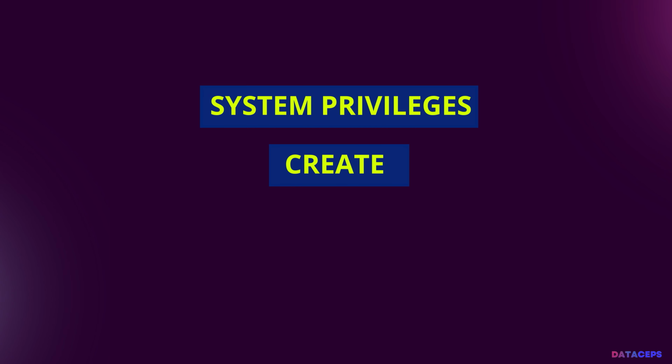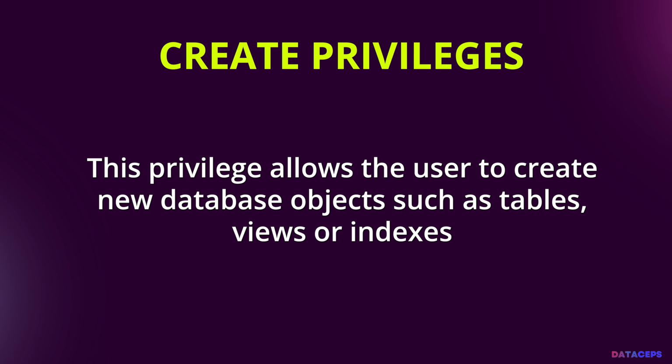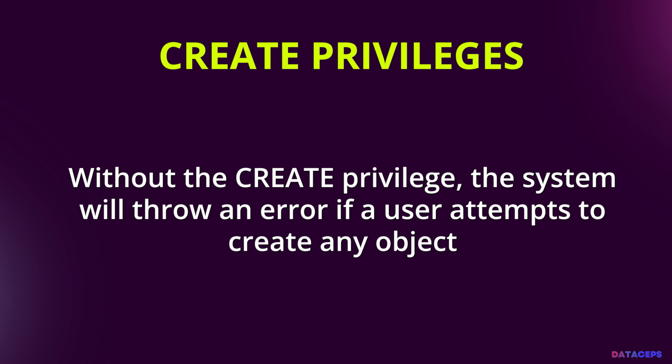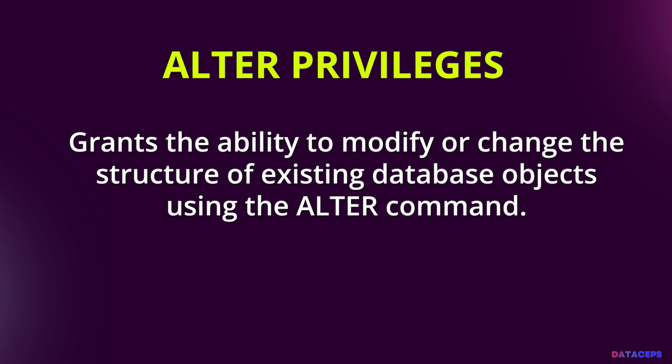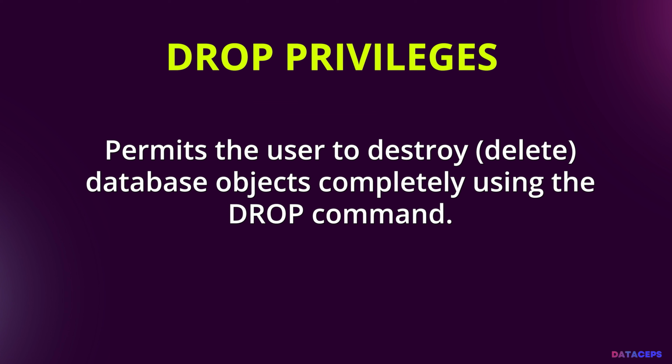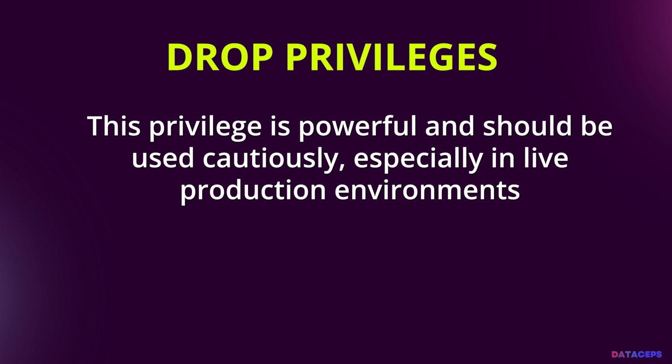Create privilege. This privilege allows the user to create new database objects, such as tables, views, or indexes. Without the create privilege, the system will throw an error if the user attempts to create any object. Alter privilege grants the ability to modify or change the structure of existing database objects using the alter command. Drop privilege. This privilege permits the user to delete database objects completely using the drop command. This privilege is powerful and should be used cautiously, especially in live production environments.